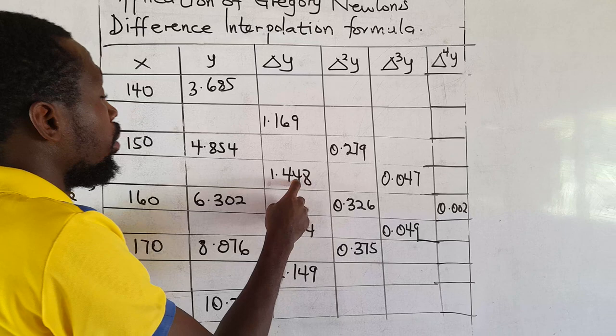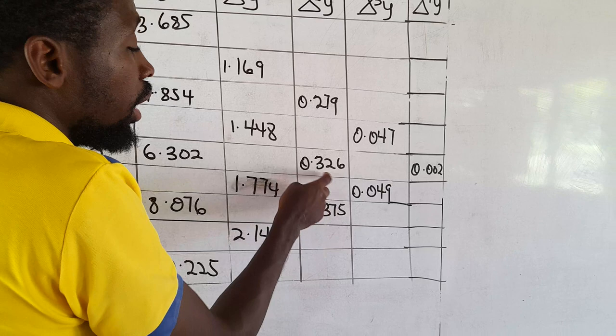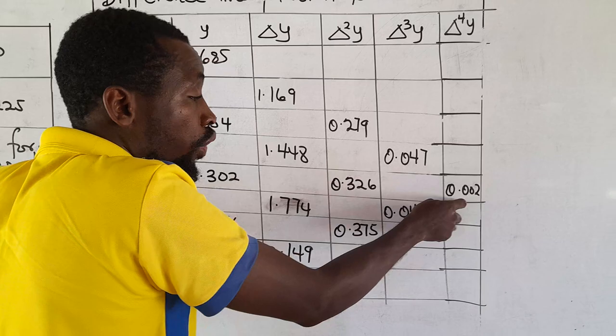This minus this will give us this. This minus this will give us that. This minus this will give us this. Since we did not get a constant, we continue again. This minus this will give us this. This minus that will give us this. We continue again. Since they are not the same, this minus this will give us that. Since we have one value, there is no need to continue.